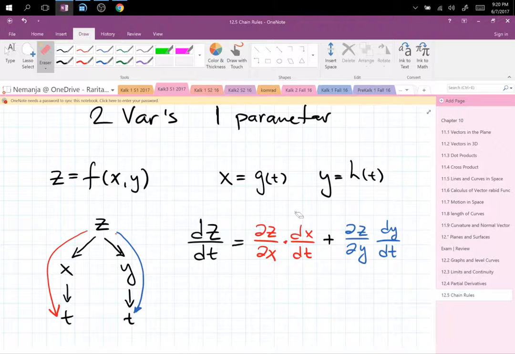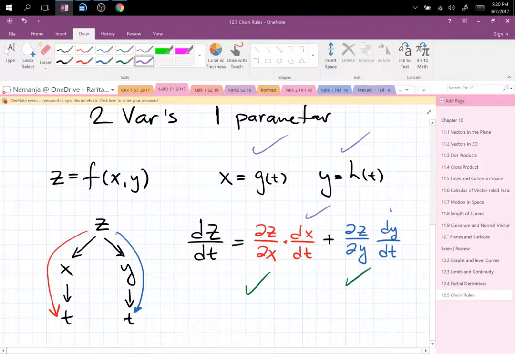Now, that's the formula. We look at the problem, see how many variables we have, and then we draw the tree, and from there we create the formula. Now, when f of x, y is given, you can find these two guys, and then from these two, you would find the other two, so you can obviously put everything together.